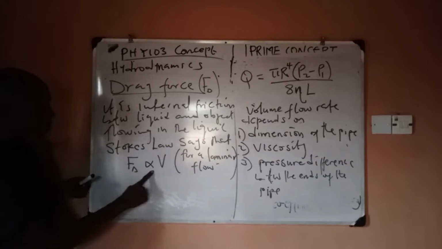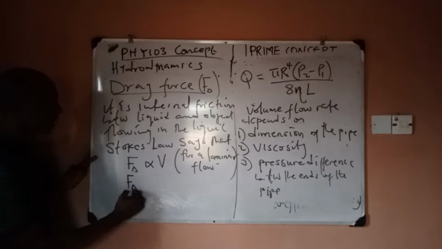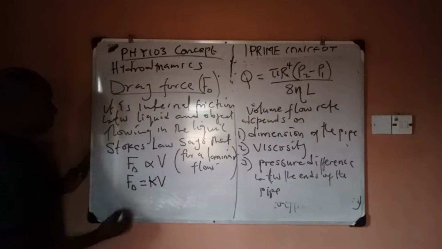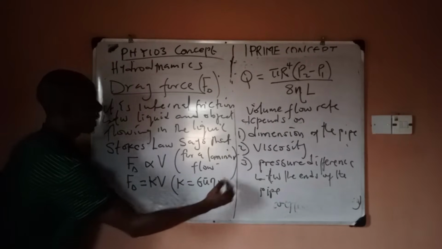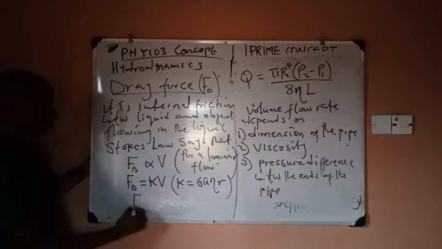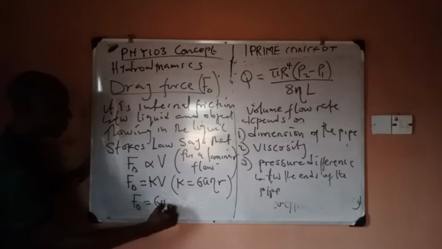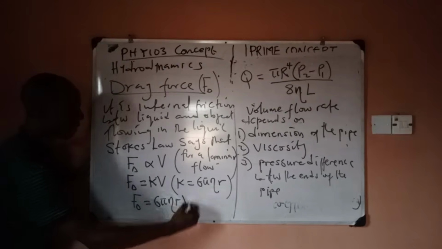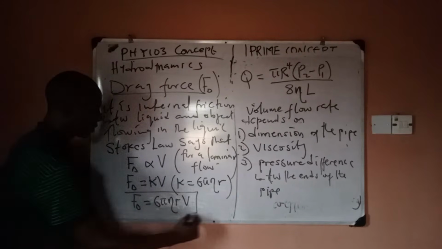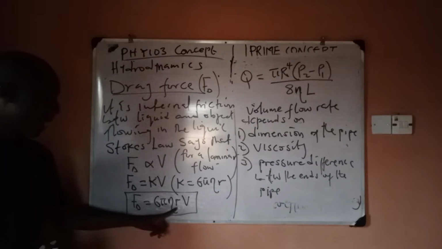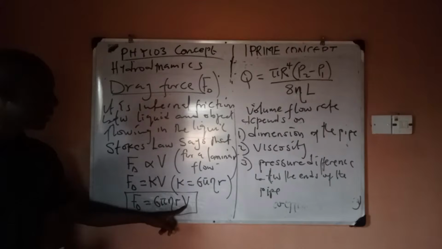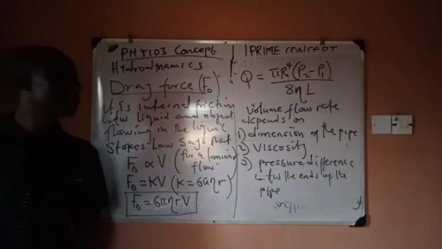So if you remove proportionality, you'll have that the drag force is equal to what now? You can say drag force is equal to K times V, where K is equal to 6 pi eta R. That is K. So if you substitute, you have the drag force is equal to 6 pi eta times R times V. So this is the formula for obtaining drag force. 6 pi, eta is viscosity, R is the radius of the ball, then V is terminal velocity.